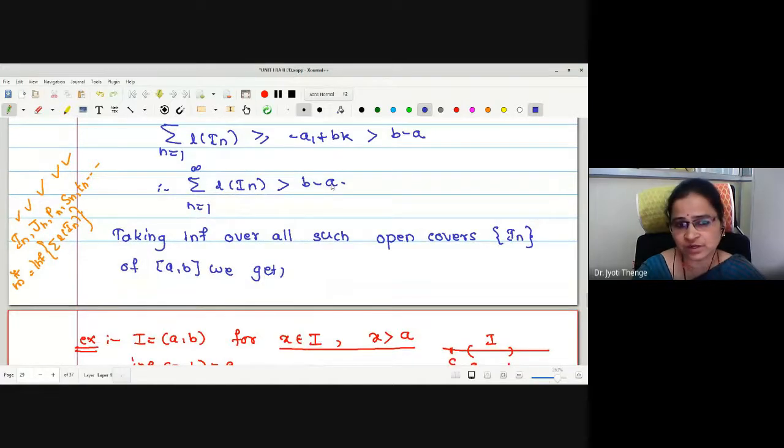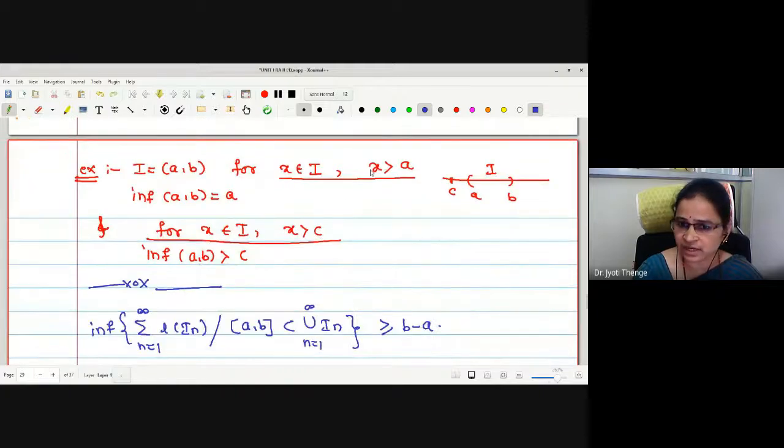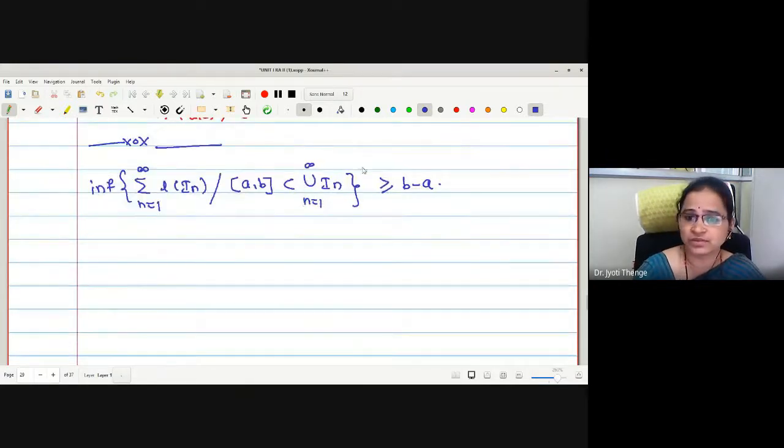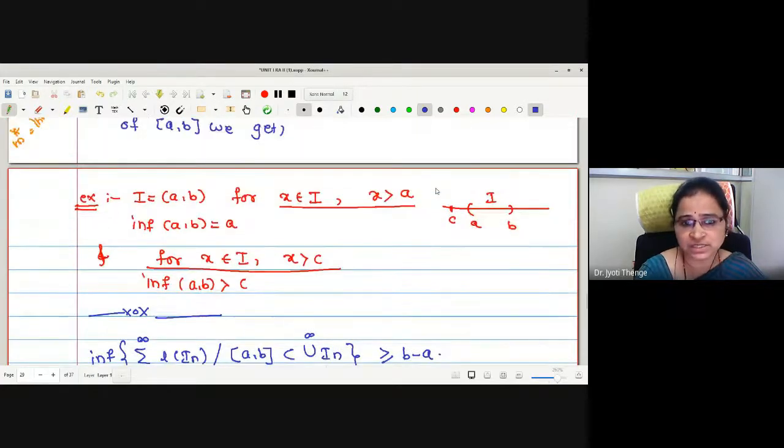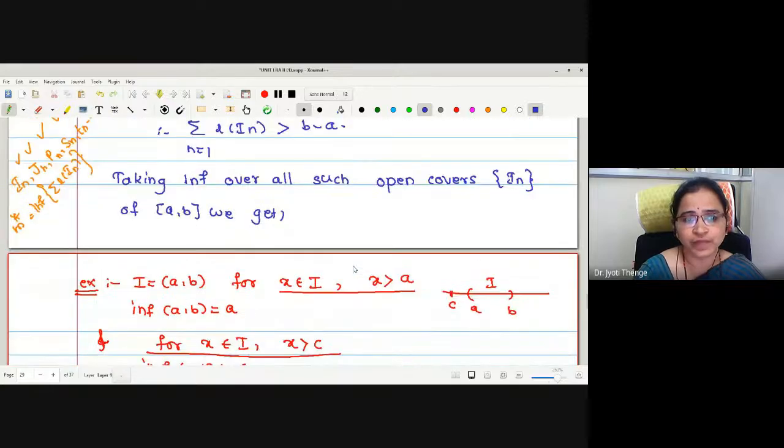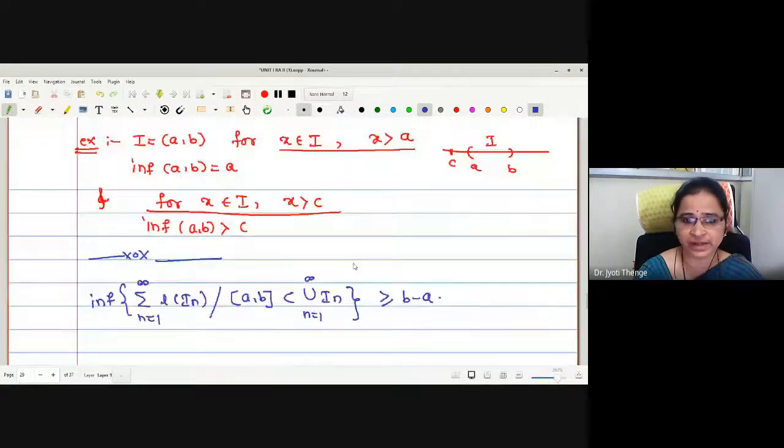We don't know whether it is the greatest lower bound, so both possibilities hold. In this example, x greater than a, a works as the lower bound, which is the greatest lower bound. In the second possibility, c works as the lower bound, but it is not the greatest lower bound. For both possibilities, one has to think: it is a lower bound, but it may or may not be the greatest lower bound. That's why we have to add greater or equal to b minus a. I hope this is clear to everyone. I'm giving simple examples to understand it.